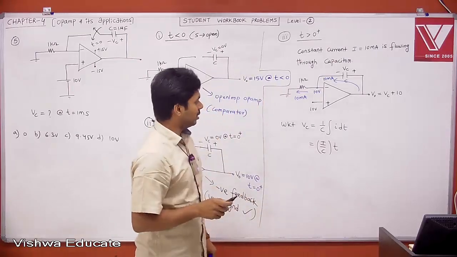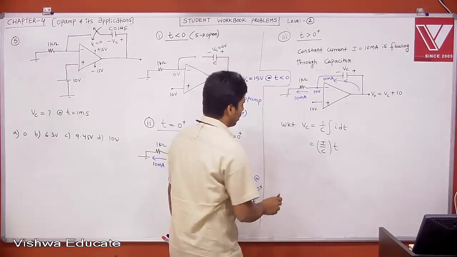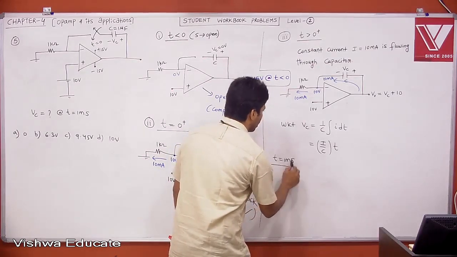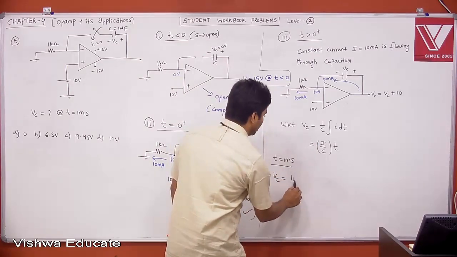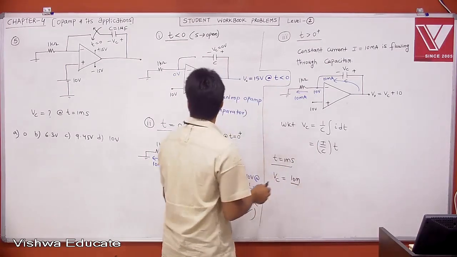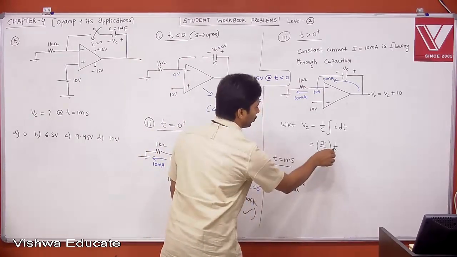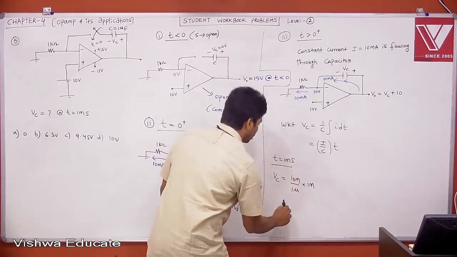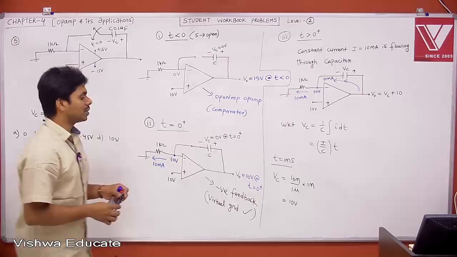Now, if you substitute T equal to 1 millisecond, what is the voltage across the capacitor? I is 10 milli, the capacitance value is 1 micro, and T is 1 milli. Milli into milli, micro will be cancelled, so Vc is equal to 10 volt. Therefore, the voltage across the capacitor is 10 volt.